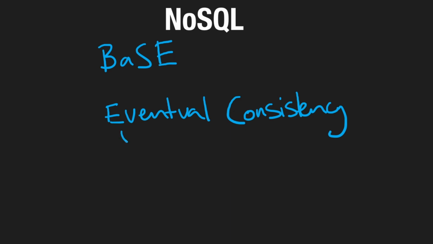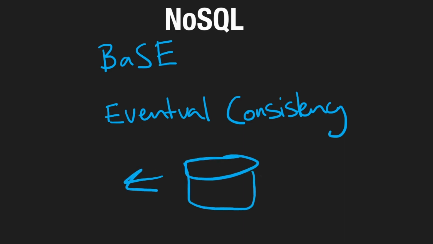Now let's talk about eventual consistency. We know that NoSQL databases can scale better because we can take data from one node of the database and split it into 2 nodes. But with NoSQL databases, we can also replicate nodes.